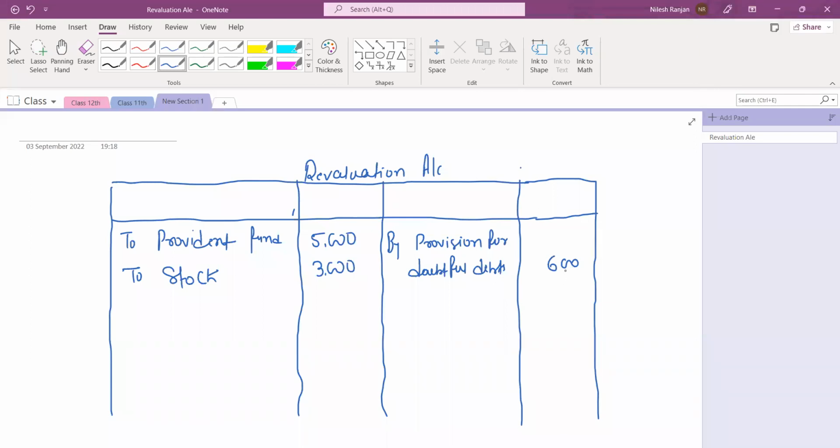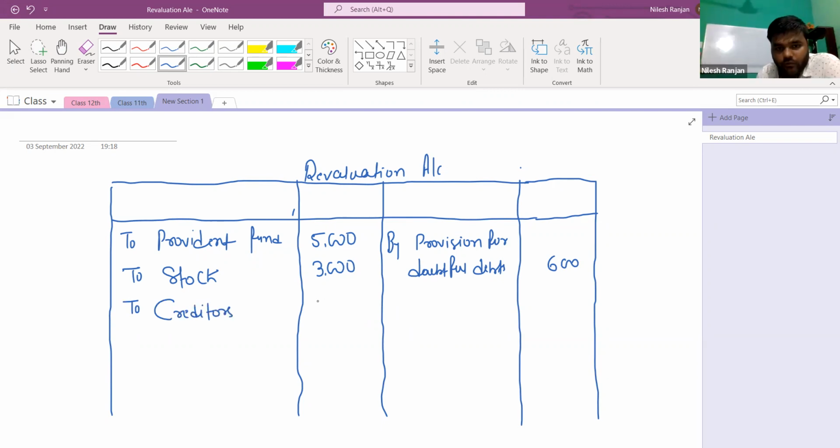Yes, sir. And we have to pay creditors 1,000 more. So is it loss or profit? Loss. So debit or credit? Loss will be debit. So to creditors 1,000.